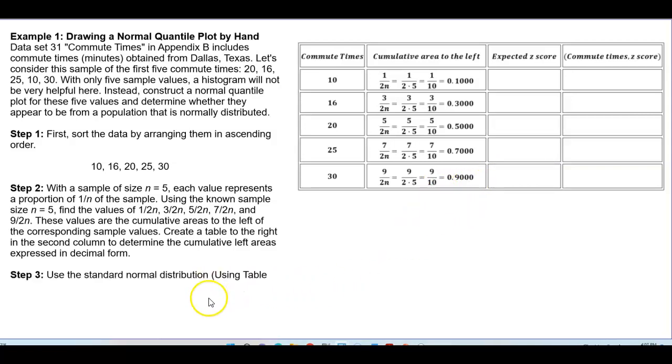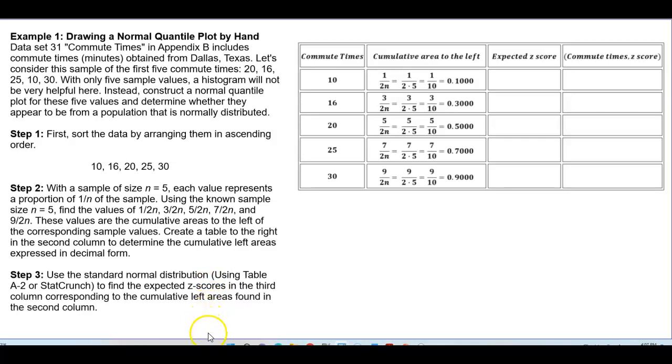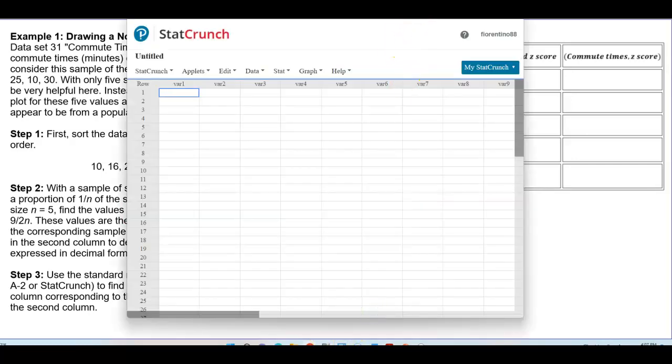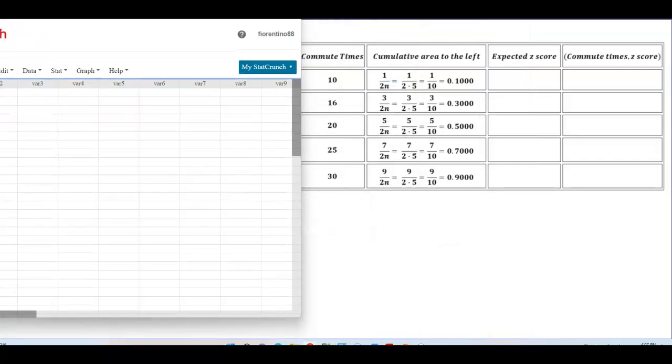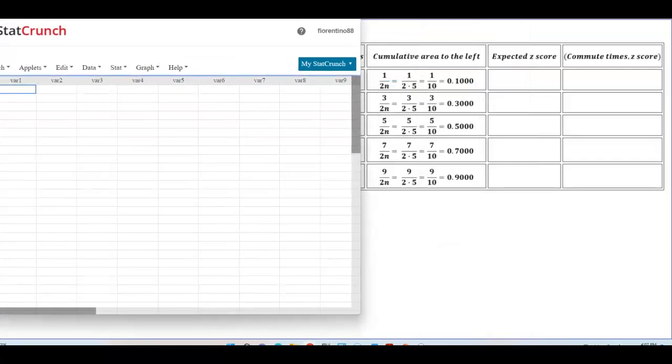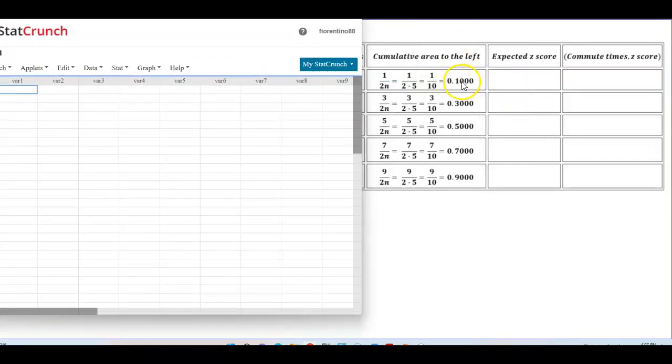Now in step 3, we want to use the standard normal distribution. We can use either Table A2 or StatCrunch to find the expected z-scores in the third column, corresponding to the cumulative left areas found in the second column. So we're going to open up StatCrunch. Here's StatCrunch. What we want to find out is the z-score associated with the area 0.1000, to the left.